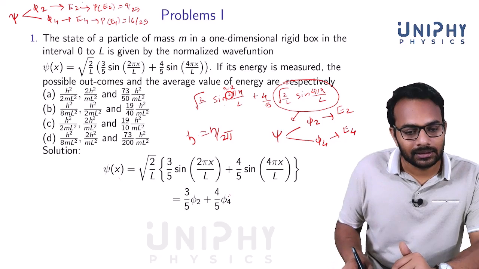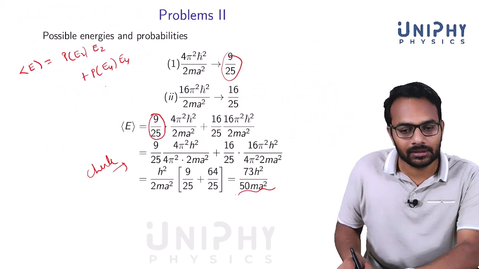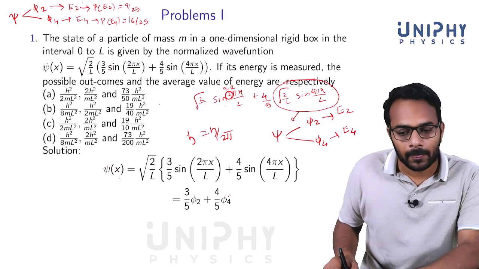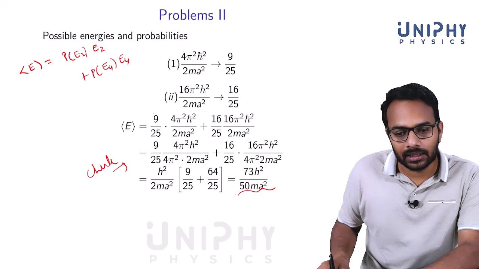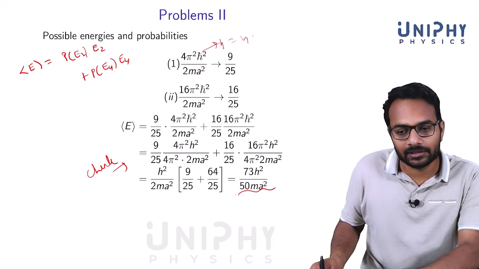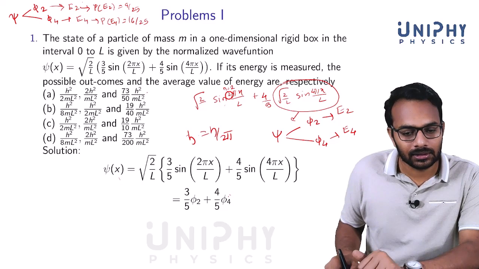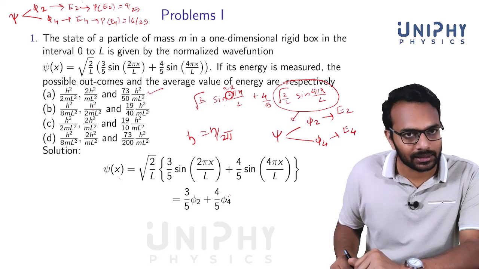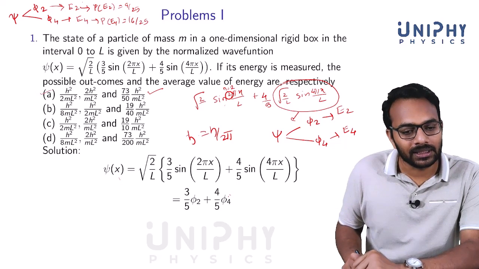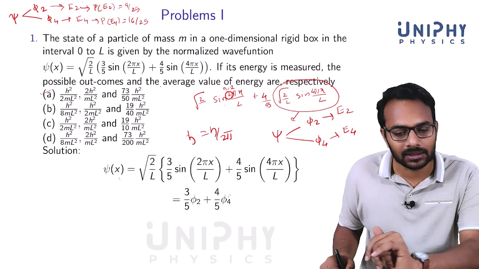For the possible values of energies also, we have to put h cross as h by 2 pi. Then you will see that there's one answer with 73 by 50 h square by m a square. So these things you can check. I think option A is the correct answer, but I want you to check this. This is how we do it.